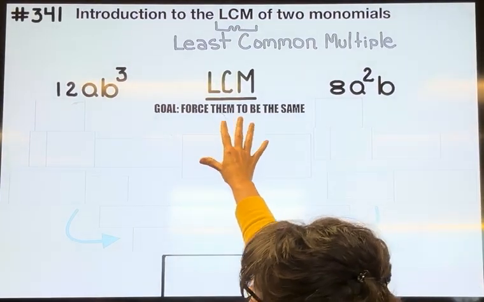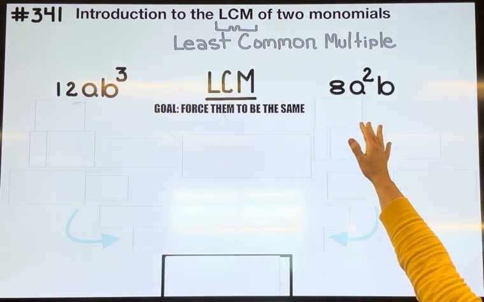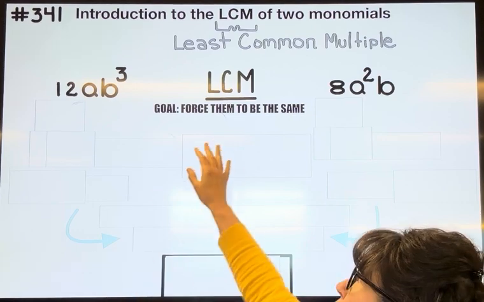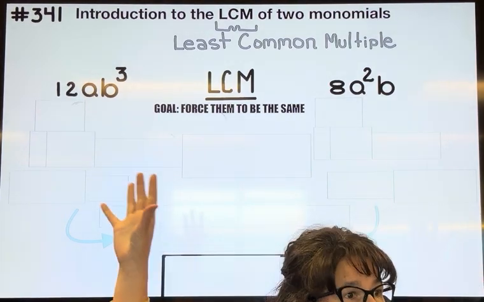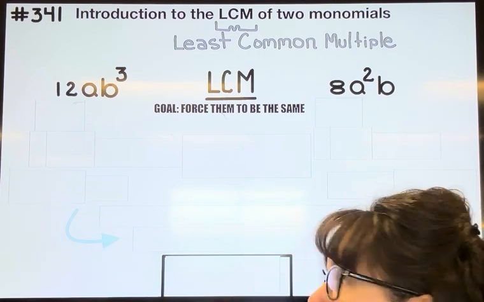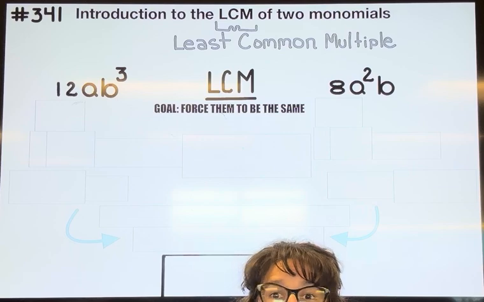If we want to find the least common multiple of 12ab cubed and 8a squared b, one way you can think of it is your goal is to force both of them to be the same. So if I want to force them to be the same, what I need to first do is figure out what they are made out of.